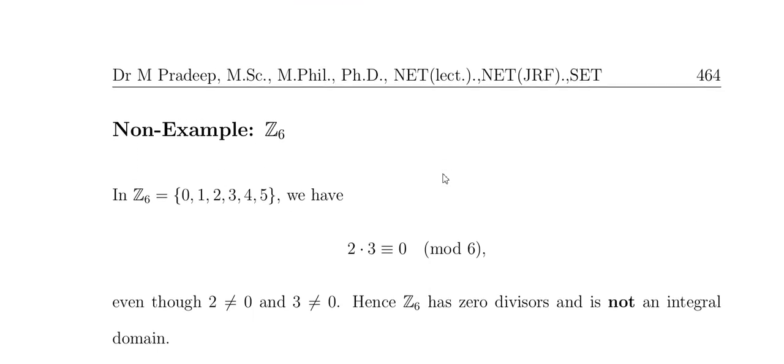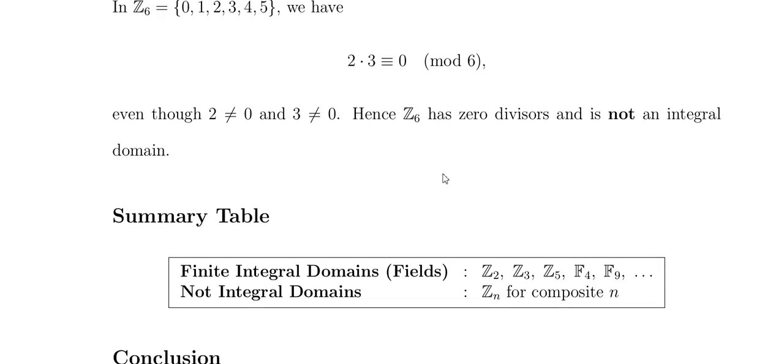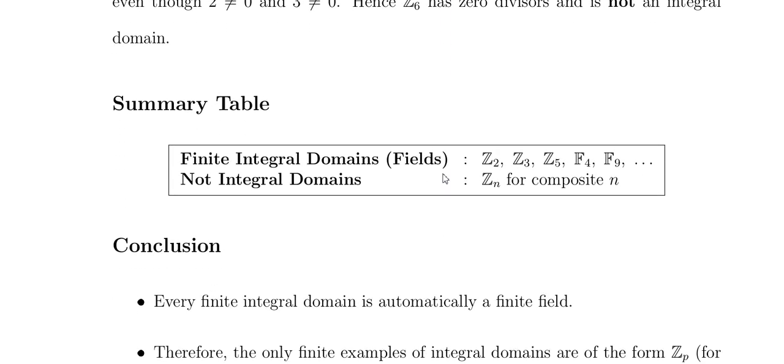Z6 is not a field and has zero divisors. So this is the example for a finite integral domain being a field. Z2 and Z3 are prime cases; F4 and F9, that is order 2 squared and order 3 squared. Zn with n composite is not an integral domain. So, a simple idea.